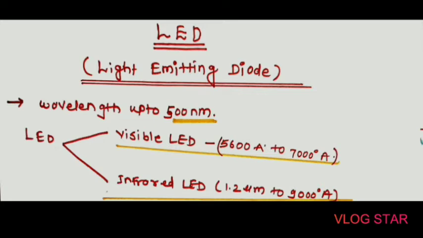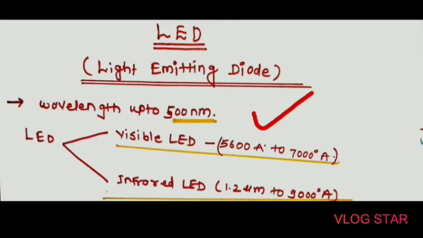So in this video, we are going to study light emitting diodes. As the name indicates, in light emitting diodes the light output is obtained at different currents and by the application of low voltage. The light source emits light at different wavelengths, right from the ultraviolet region of the electromagnetic spectrum to the far infrared region. But practically, these LEDs can give out wavelengths up to 500 nanometer.